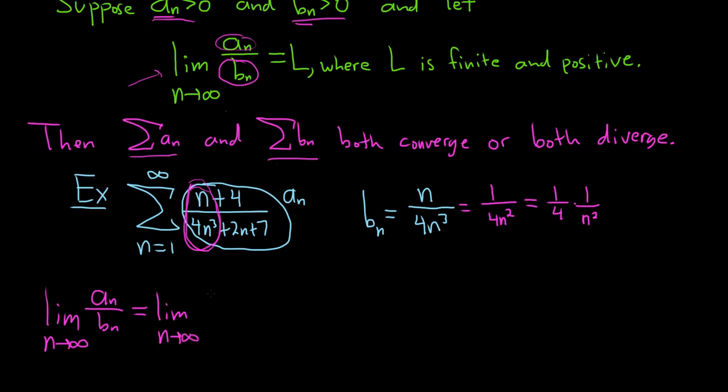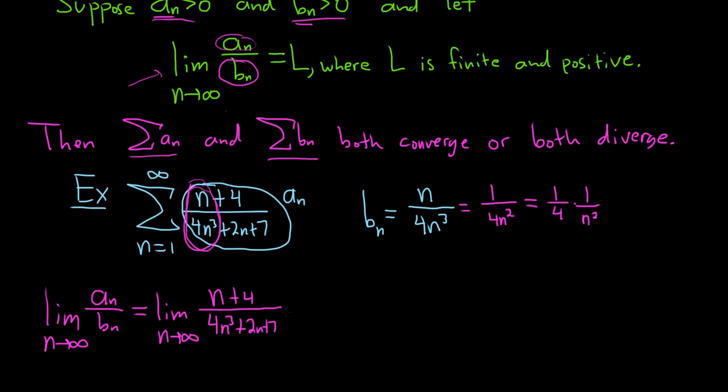So a sub n is this piece here. I'm just going to write it: (n + 4) over (4n cubed + 2n + 7). And then we're dividing by b sub n. You might say, oh, you didn't write it. You're right, I purposely didn't.